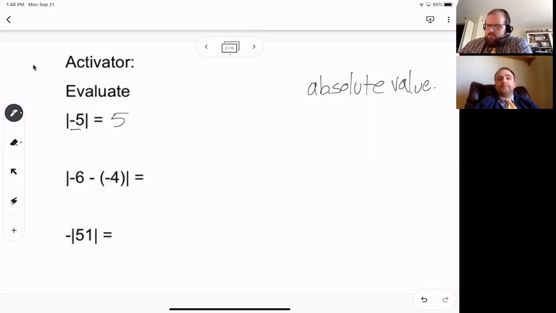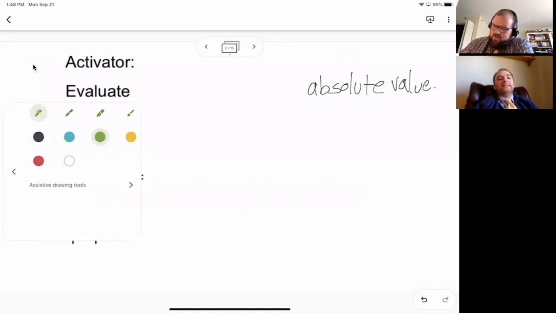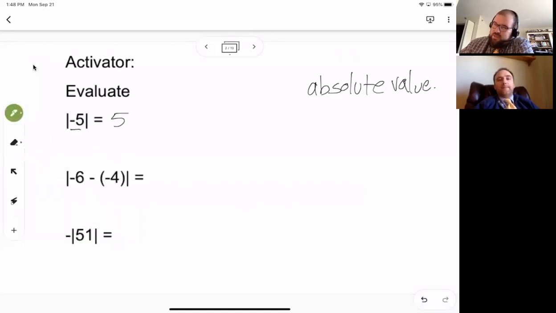Yes. And then using our order of operations correctly, absolute value bars are kind of like parentheses. In fact, could we call them a grouping symbol? They are a grouping symbol, yes.